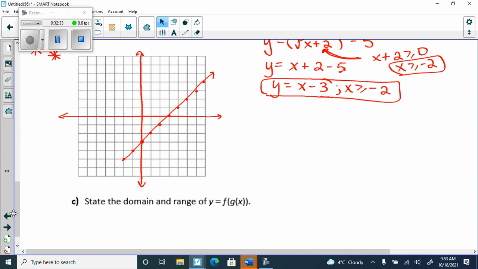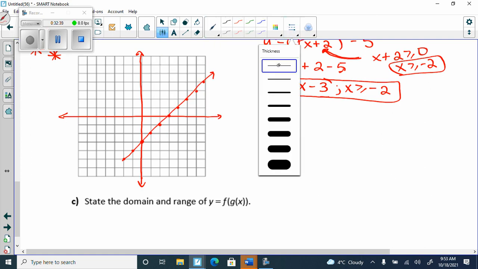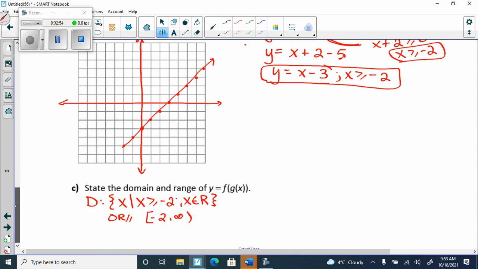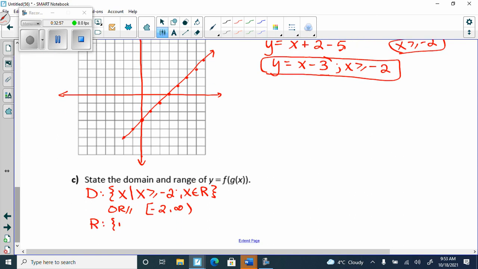So state the domain and the range. Often drawing it helps you with the range as well, or at least graphing it. So my domain in set notation is x such that x has to be greater than or equal to negative 2, x is a real number. Or in interval notation, it's negative 2 to infinity. And my range is y such that y is greater than or equal to negative 5, y is a real number. Or if I asked for it in interval notation, square bracket negative 5 to infinity.